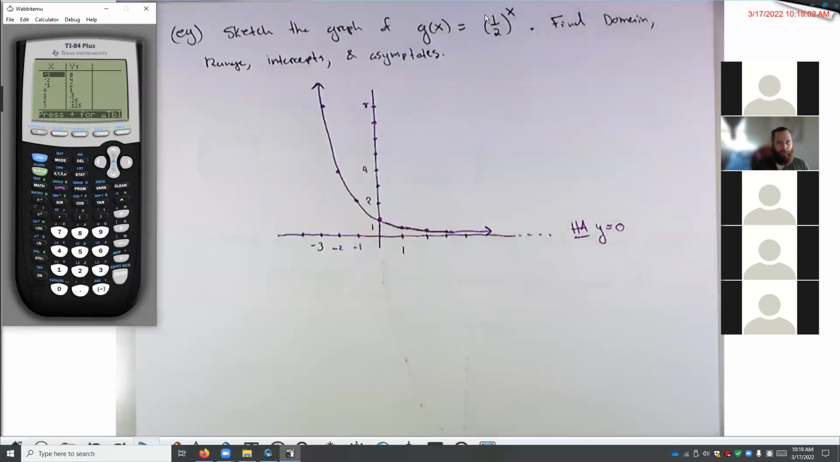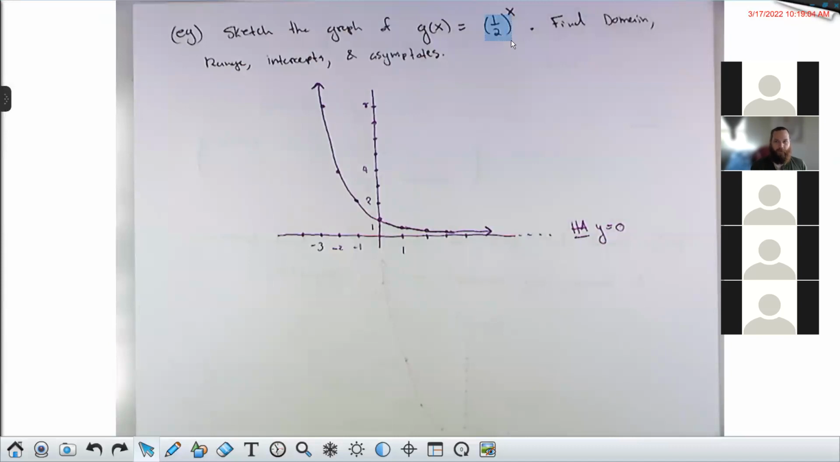Remember what we said the base b represents. It's the number that you multiply the output by every time the variable x goes up by 1. So every time x goes up by 1 here, every time we go to the right, we're multiplying by 1/2 instead of multiplying by 2. So instead of doubling your height as you go to the right, you're chopping your height in half. And instead of halving your height as you go to the left, you're multiplying by 2.